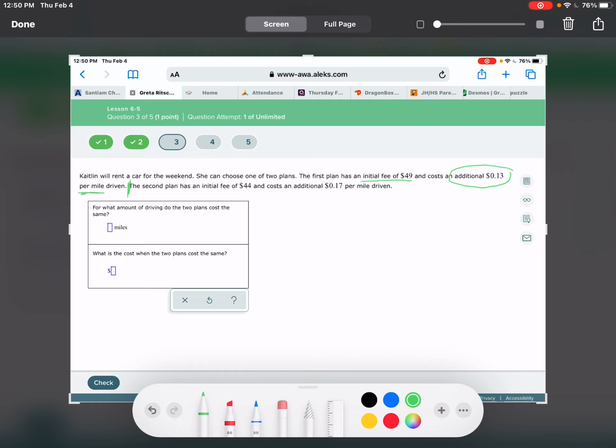So let's go ahead and write an equation for the first plan. Let's call it y. That will be the total cost we're going to pay, equals 13 cents times the miles plus the 49 starting place. I put it in y equals mx plus b form because it makes sense to me. My y-intercept is 49, and then I'm going up by a slope of 0.13 per mile. That's up 0.13 over 1.